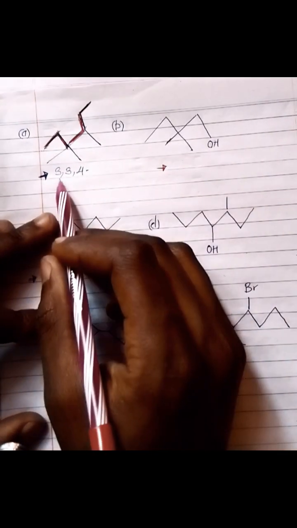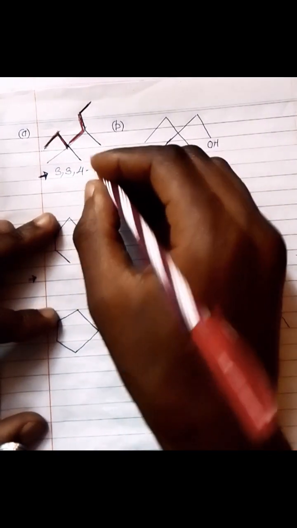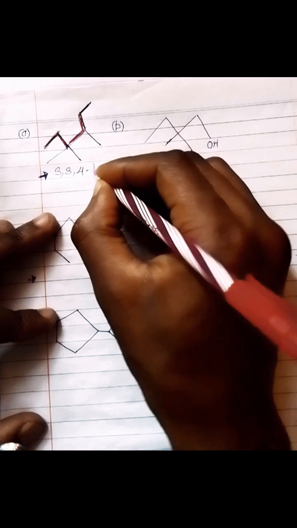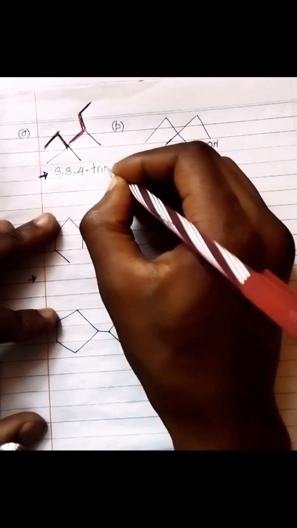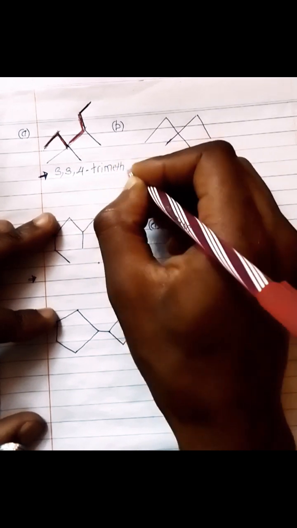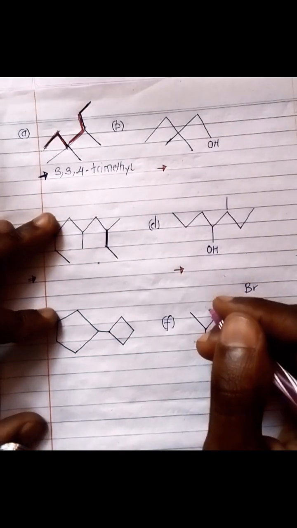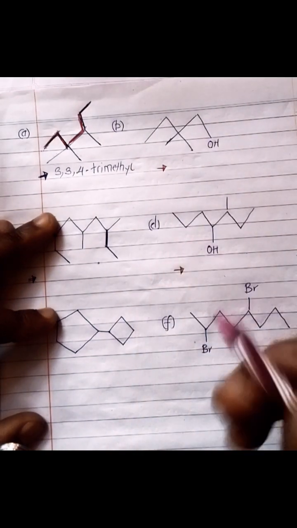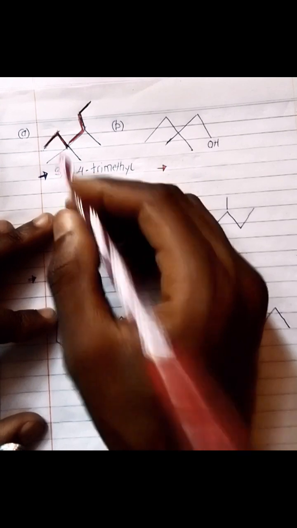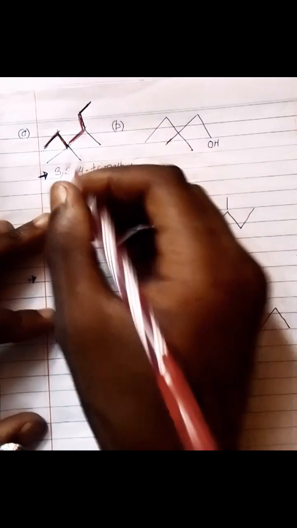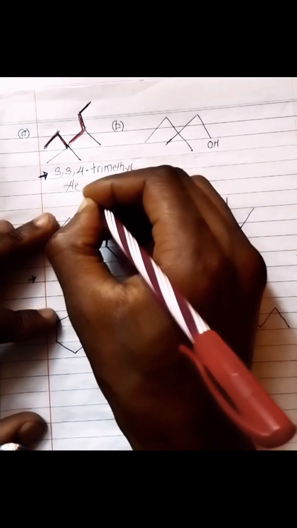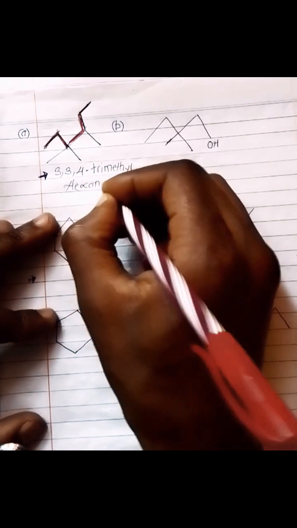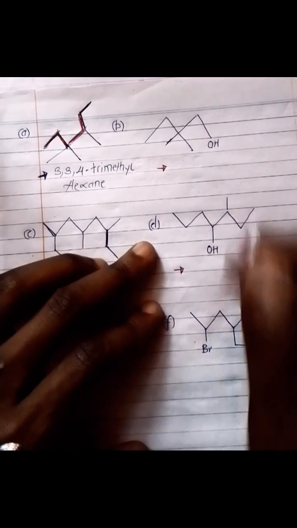So this would be 3, 3, 4, and because there are 3, I'll say trimethyl. 3, 3, 4 trimethyl, and then our parent name. Our parent name will be 1, 2, 3, 4, 5, 6, hexane. So 3,3,4-trimethylhexane will be the name of this compound. Let's go to the next one.